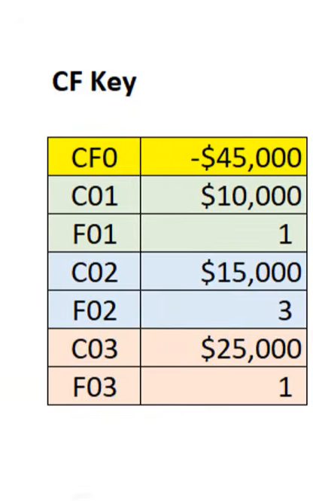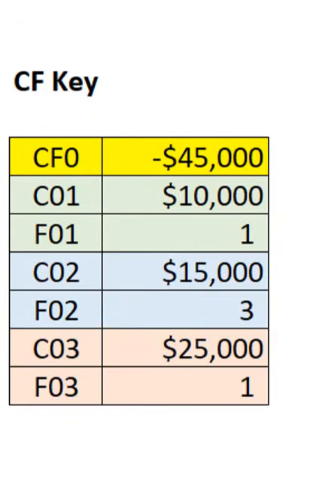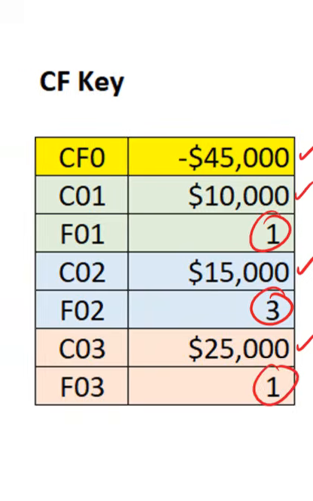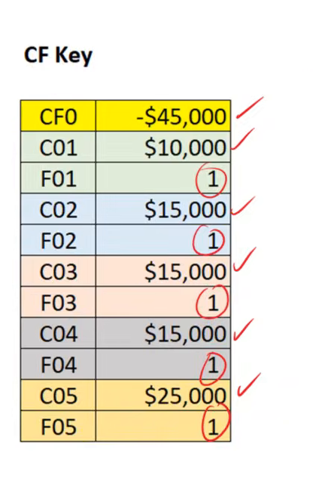Now, what you could do is you could also enter your initial investment. The 10,000 shows up one time. The 15,000 shows up 3 times in a row, and then the 25,000 shows up once. This is also acceptable. This is the same thing as this as far as the BAII Plus is concerned.